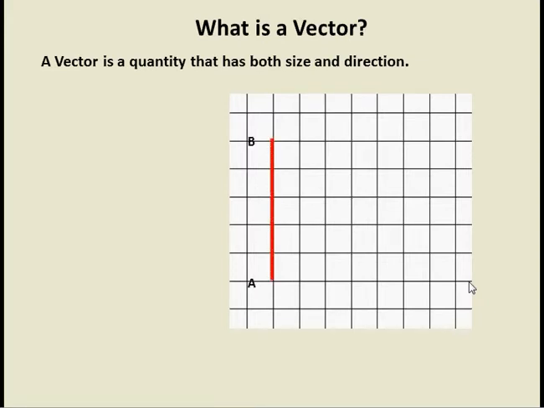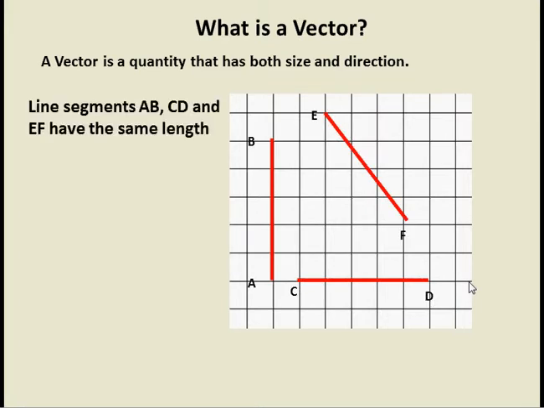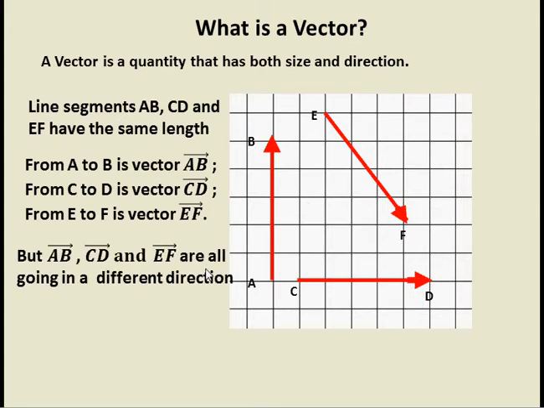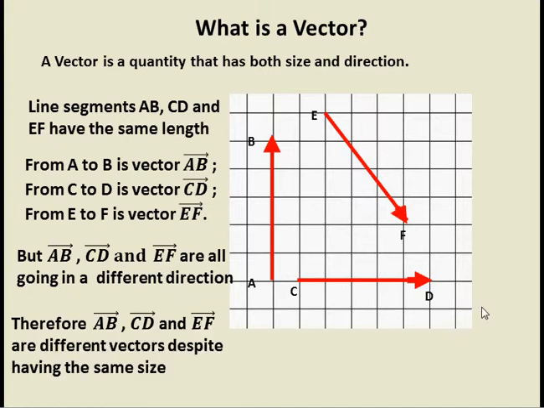Here's a couple of examples. Those three things I've just drawn are line segments, and they all have the same length. They're all 5 units long. But if we consider from A to B as vector AB, and then here we go with vector CD, going from C to D, and going from E to F is vector EF. So all of those things are the same length, but they're going in a different direction. So they are different vectors.